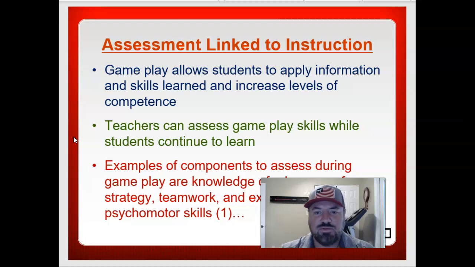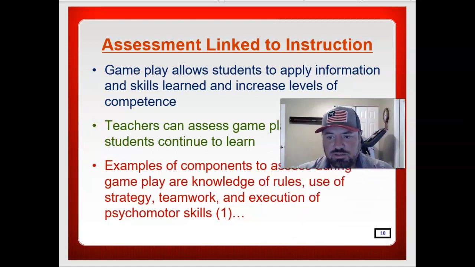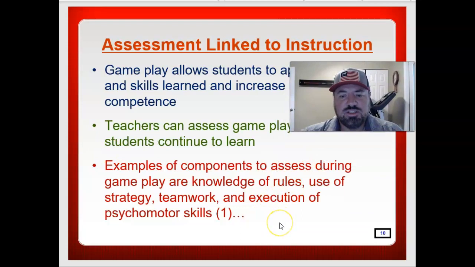People get a little nervous around the word assessment. Right? So you'll actually be observing, assessing, and providing feedback, but your students are going to look at this as coaching or teaching. All right? So, down to the last one here, some examples of components to assess during gameplay are knowledge of rules, use of strategy, effective teamwork, remember NASB standard number 4, and the execution of those psychomotor skills, or those motor skills.